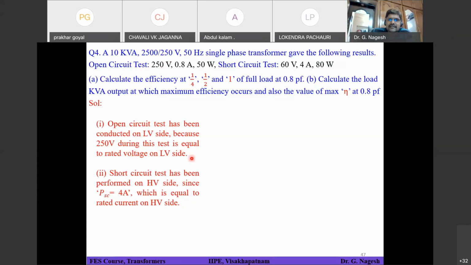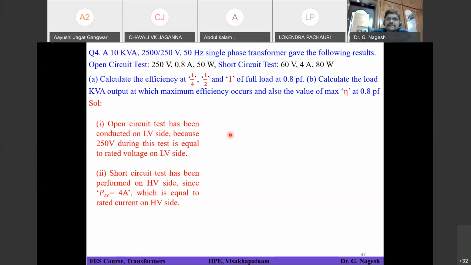Similarly, in the short circuit test, rated current should flow. The short circuit test instruments, meaning the meters, will be connected on the HV side or the LV side? HV side. Okay.